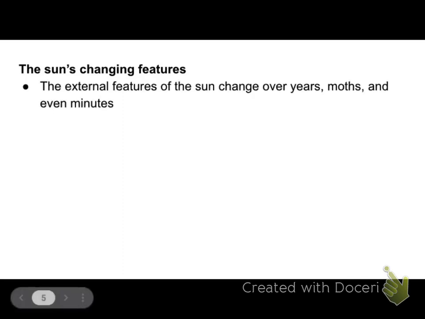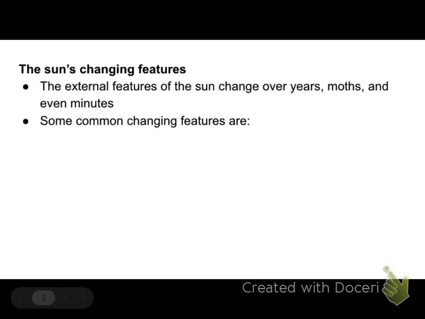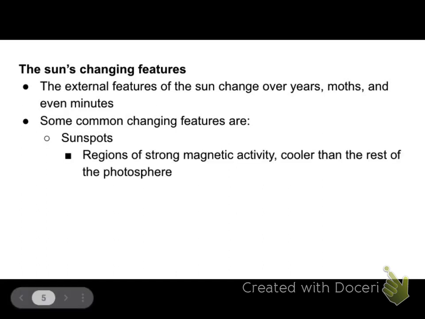The external features of the sun can change. Sometimes it takes years for them to change. Sometimes it takes months for them to change. And sometimes they can even change in minutes. Some common changing features of the sun are sunspots. Sunspots are regions of strong magnetic activity, and as a result, they're much cooler than the rest of the photosphere. So they appear, when you take images of the sun, to be dark spots on the surface of the sun. Sunspots come and go. They reach their peak every 11 or so years, and then they decline and come and go. But there's usually sunspots on the sun. It's just how many changes over time.